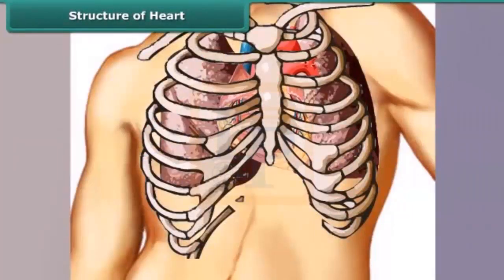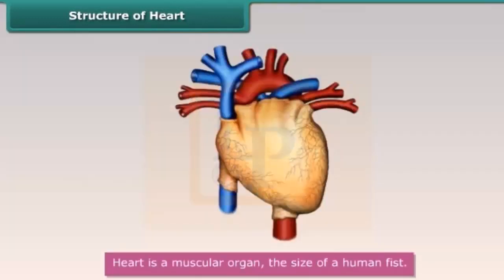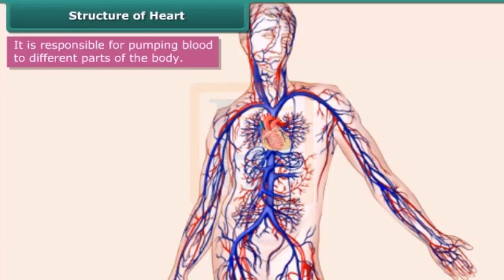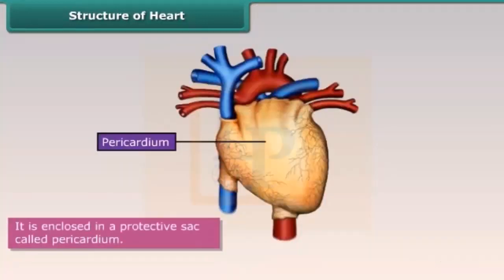The heart is a muscular organ located slightly to the left of the middle in the chest cavity. It is the size of a human fist. It is responsible for pumping blood to different parts of the body. It is enclosed in a protective sac called pericardium.